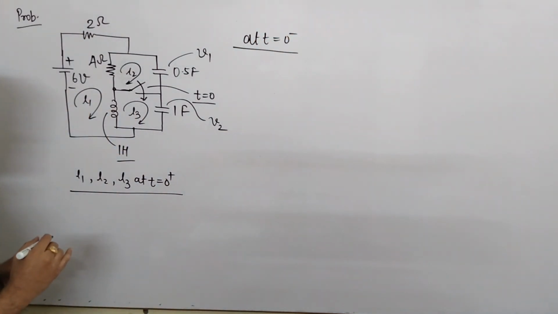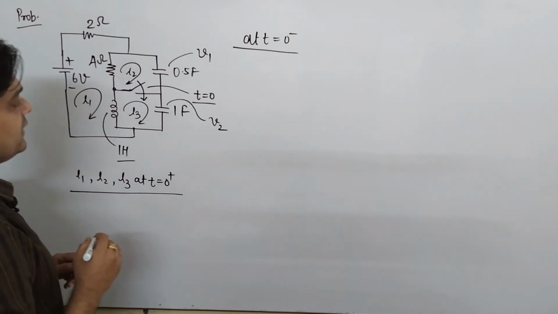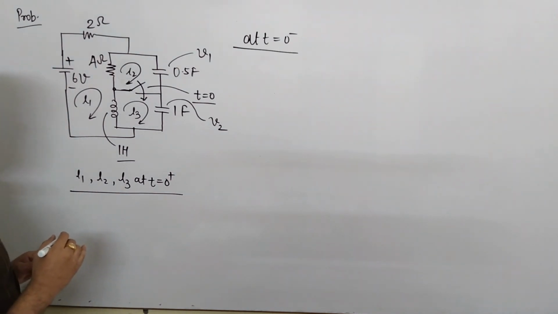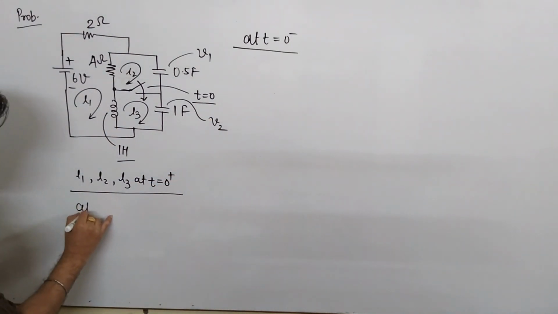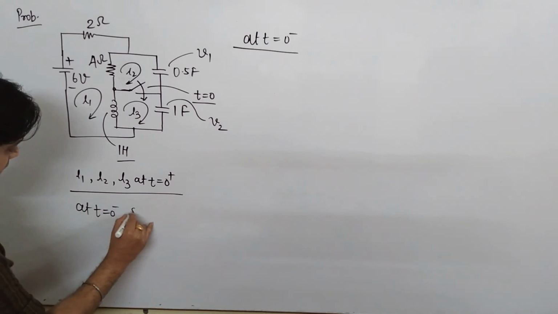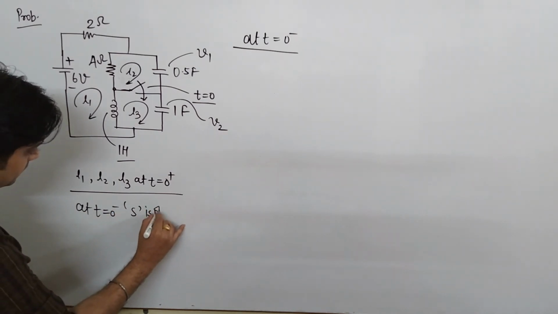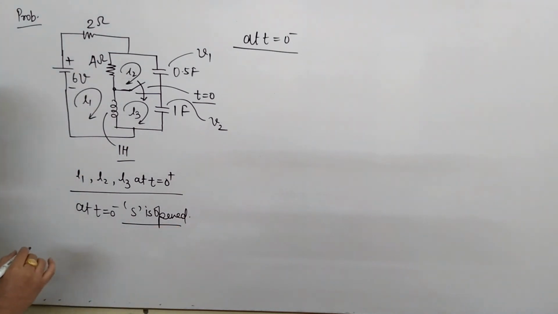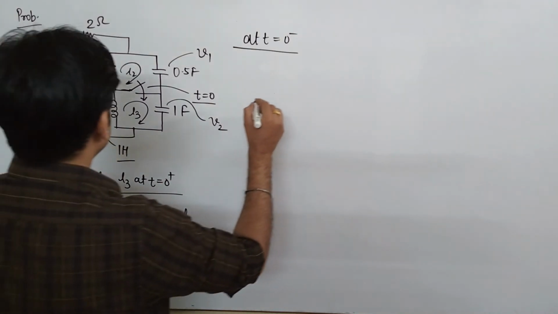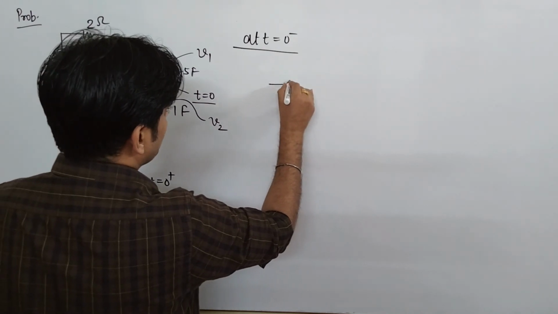With the condition at t equal to 0 negative, your task is to find the values at t equal to 0 negative, as I told you earlier, and then you have to find the values at t equal to 0 positive. So for finding out at t equal to 0 negative, if you see the switch, what will happen? Switch S is open. Very important, the switch is open, and this is the condition.